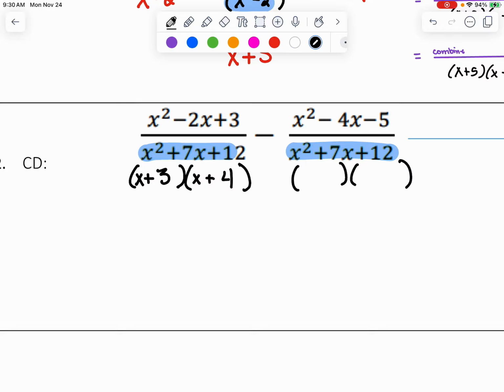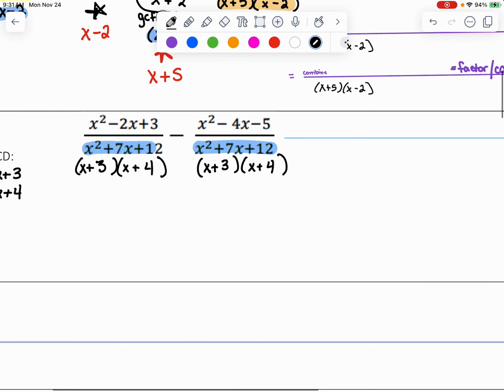You should have gotten x plus 3 and x plus 4. Please notice I did not factor the numerators. That's not part of the steps. Because your denominators are the same, the common denominator is x plus 3 and x plus 4. I'm going to put that in this one over here.